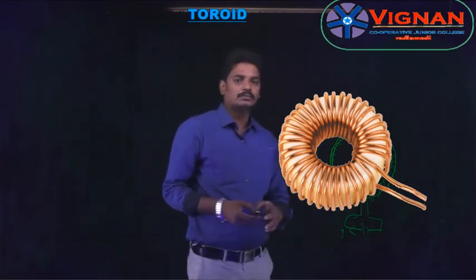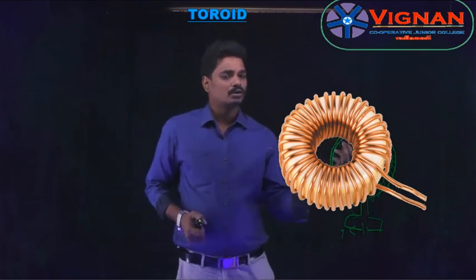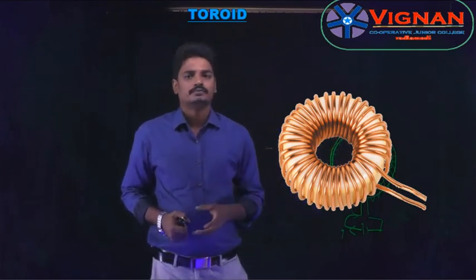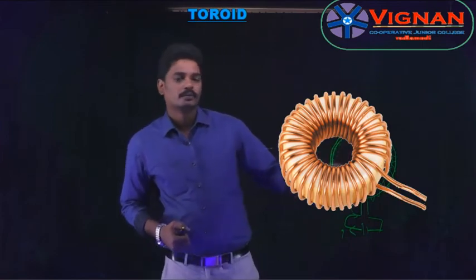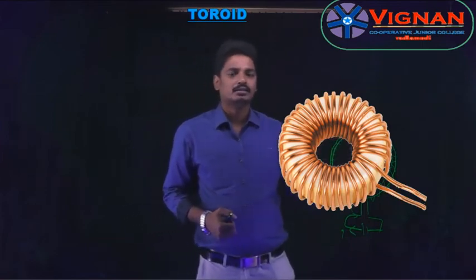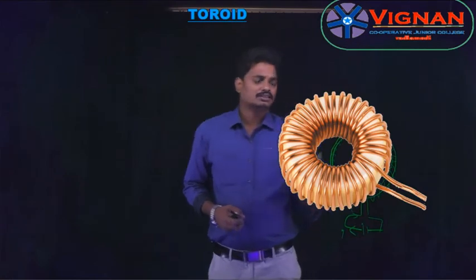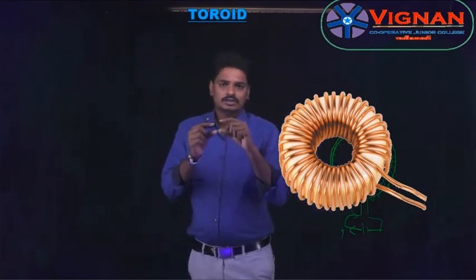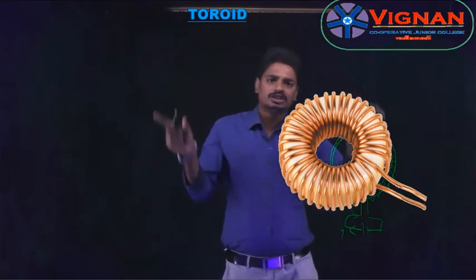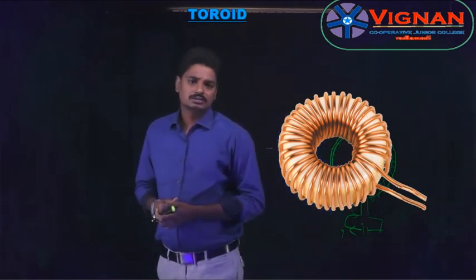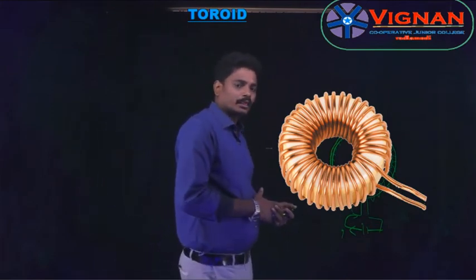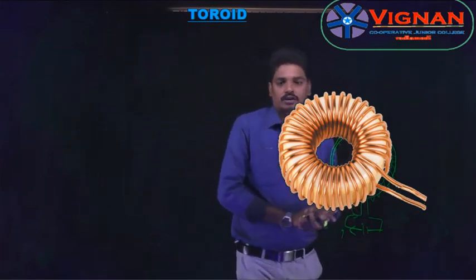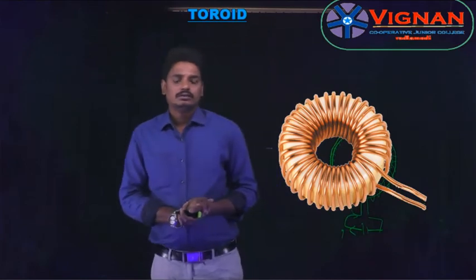It is nothing but a hollow circular shape of non-conducting material over which a copper wire or a conducting material is wound. It is nothing but a solenoid which is connected in the shape of a circle. Now let us see what the strength of the magnetic field is at different points of the toroid.